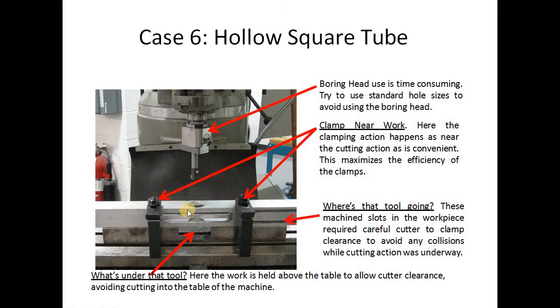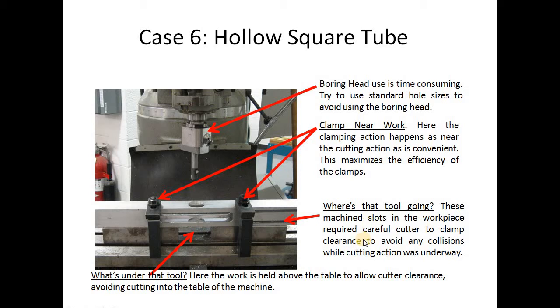What are the important aspects for this hollow square tube? First of all, you clamp near work. Here the clamping action happens near the cutting action, so it is convenient. Look at this, you can clamp near to the hole, so it is convenient and the maximum efficiency of the clamp is assured in this case. So where is that tool going?